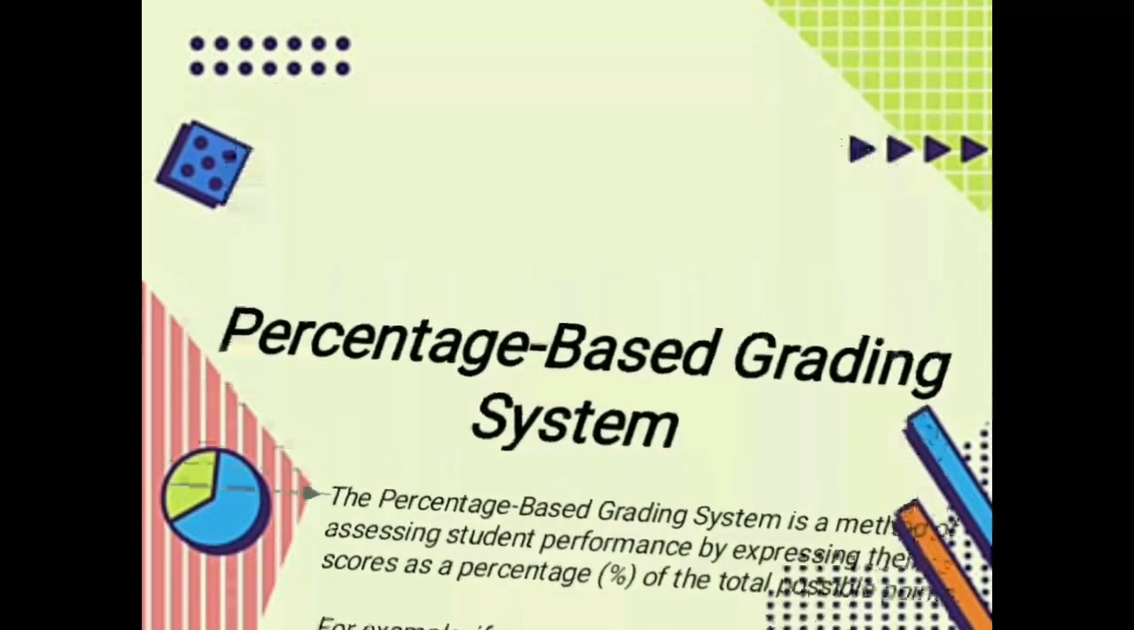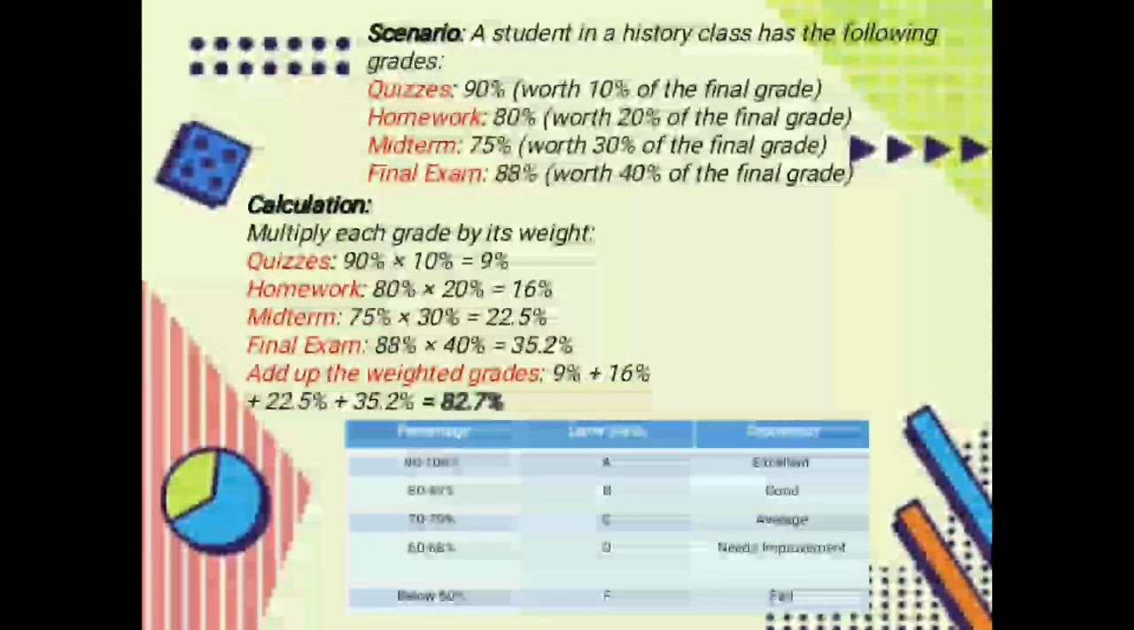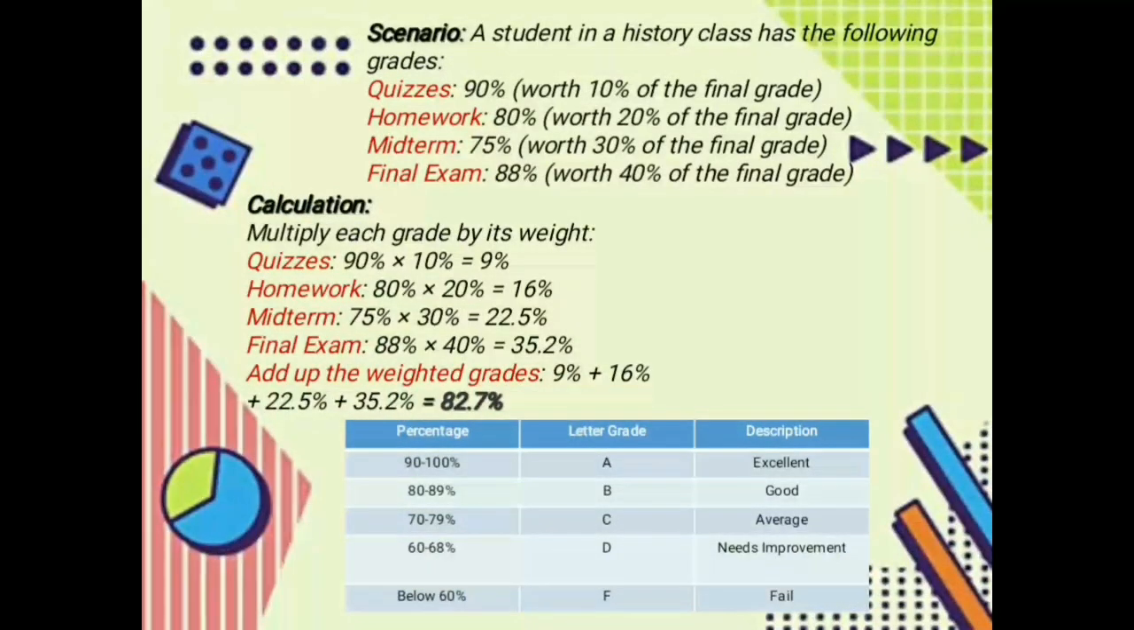Next, so we have here a scenario. A student in history class has the following grades. Meron siyang quizzes, homework, midterm, final exam. Dito sa quizzes niya nakakuha siya ng 90% worth 10% of the final grade. While sa homework naman nakakuha siya ng 80% worth 20% of the final grade.